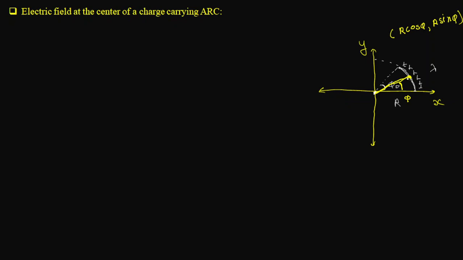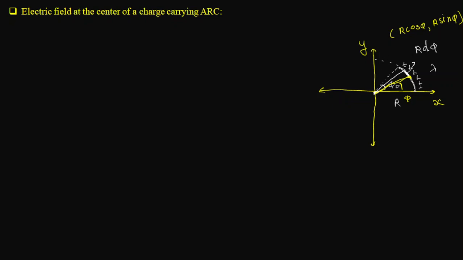Okay, then we have to consider an elementary length. If we want to consider an elementary length along this arc, we have to increase the value of phi by a small angle d phi. When you increase phi by a small angle d phi, you get an elementary length like this. So what will be the elementary length? This length will be r d phi.